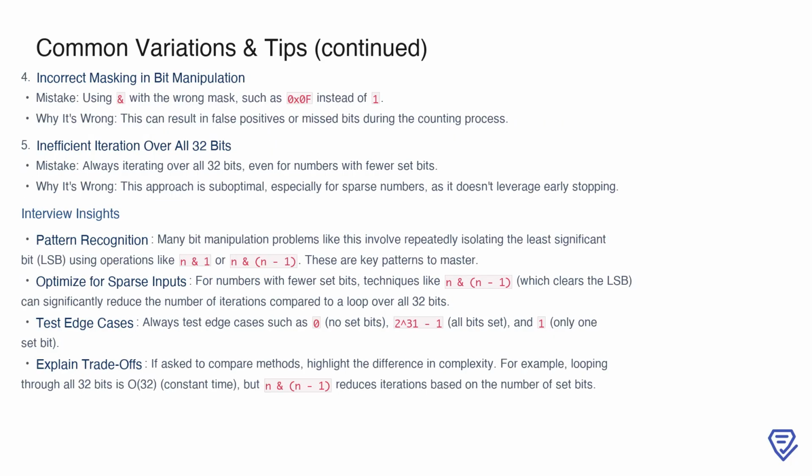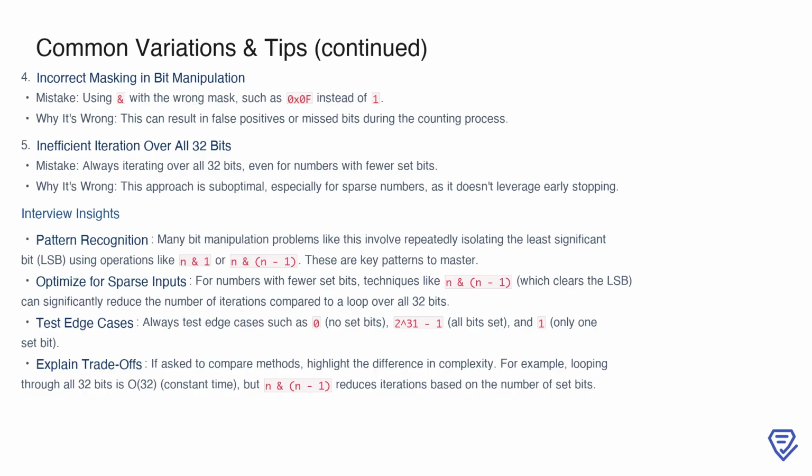Another frequent error is using incorrect masking in bit manipulation. For example, using n & 0x0f instead of n & 1 to isolate a specific bit can lead to false positives or missed bits, which affects the accuracy of the count. Similarly, inefficiently iterating over all 32 bits in a number, even when there are only a few set bits, is suboptimal. For sparse numbers, this approach wastes computational effort and doesn't leverage early stopping techniques.